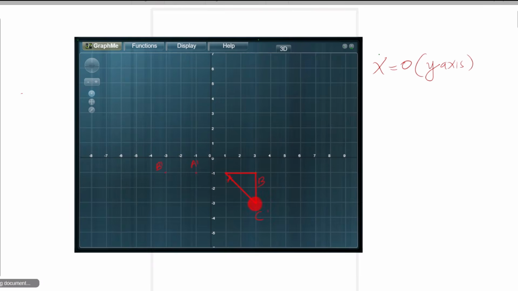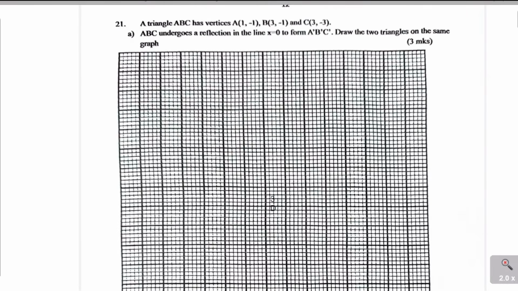For C, again, how many squares are these? 1, 2, 3 to the mirror line. So from the mirror line, you have 1, 2, 3. So it will be here. So that will be C prime. And now you can join these points. Join them like that using a ruler. And there we go. So now you have solved the first part of the question. That is a reflection in the line x is equals to 0. So you have the image of ABC in a reflection in the line x is equals to 0.